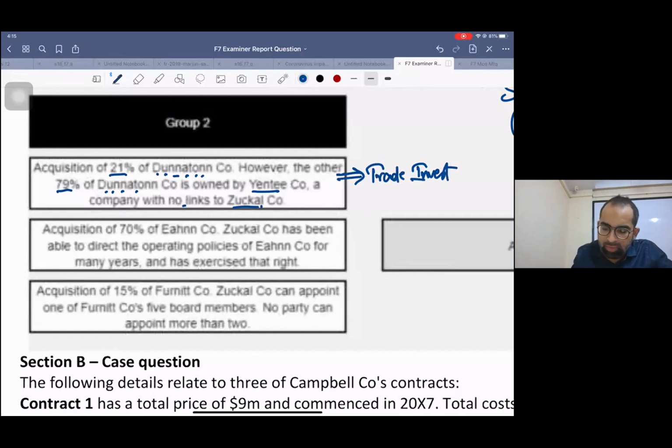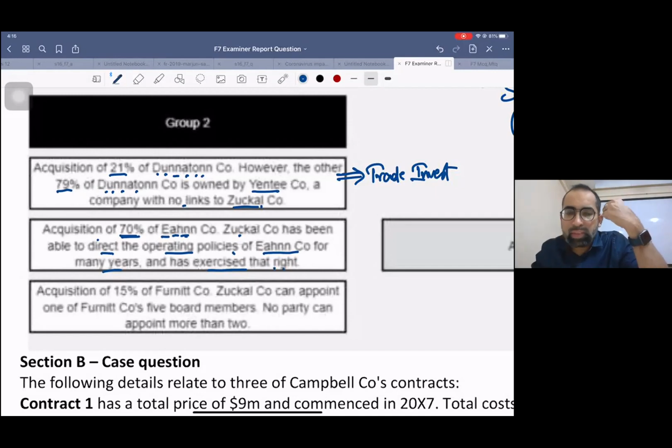Right? Now, second company, acquisition of 70%. 70% is 50% plus of E company. Z company has been able to direct the operating policies of E company for many years and exercise that right. Yes. Okay. So we have the power to exercise the financing and operating policy. So yes, this is control. This is very simple control, right?